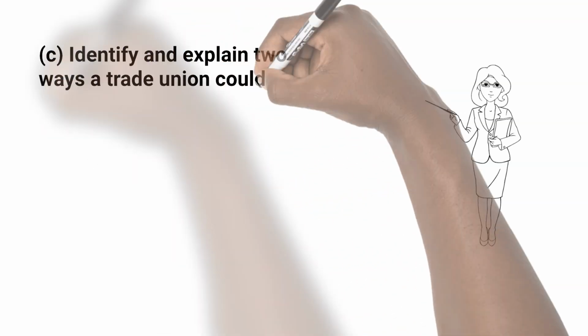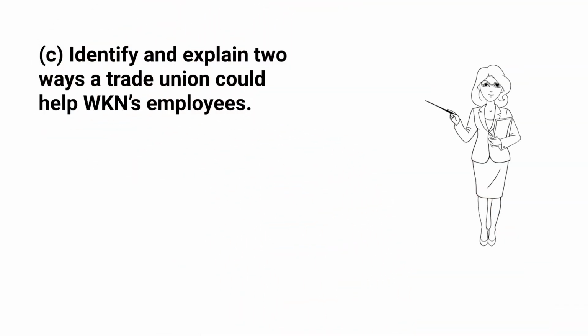The next question is to identify and explain 2 ways a trade union could help WKN's employees. This is a knowledge and application question. You need both. Examples of answers would be: 1. They could negotiate or help improve pay for shop employees.